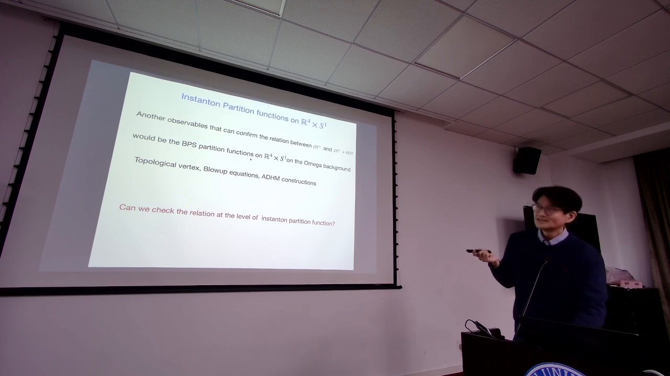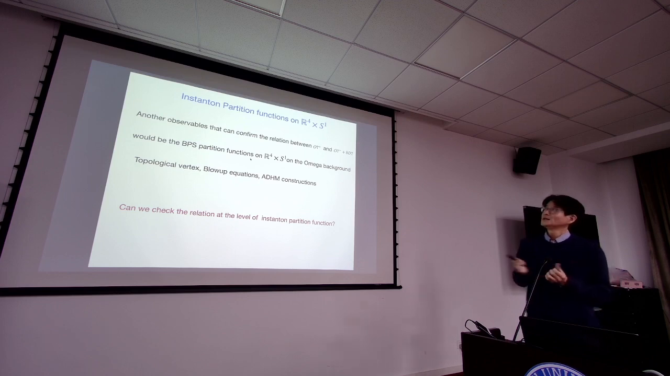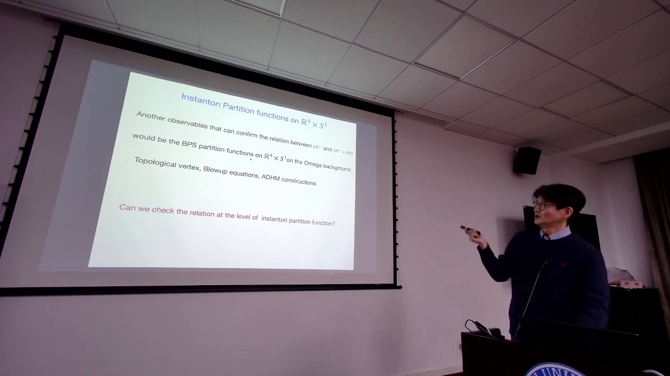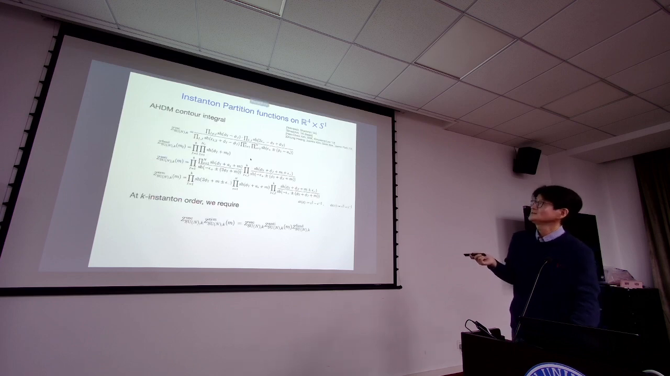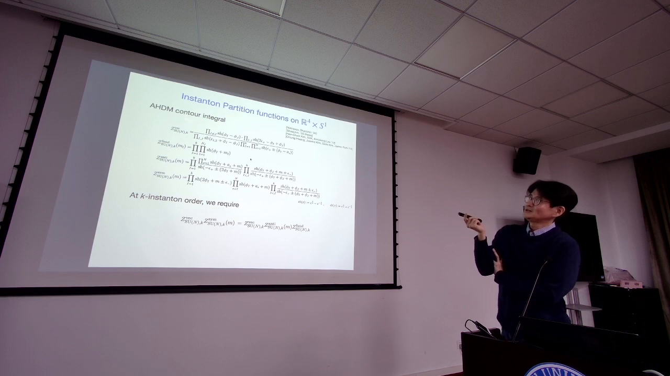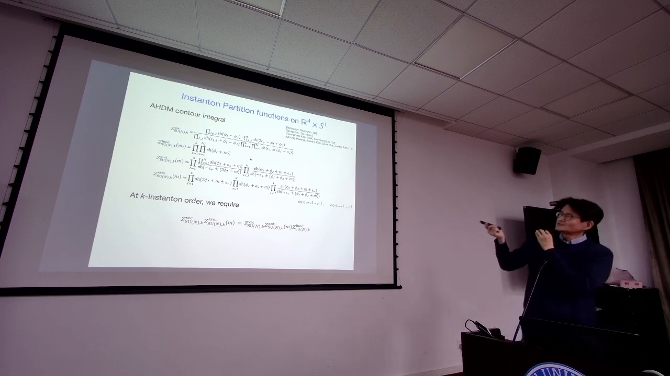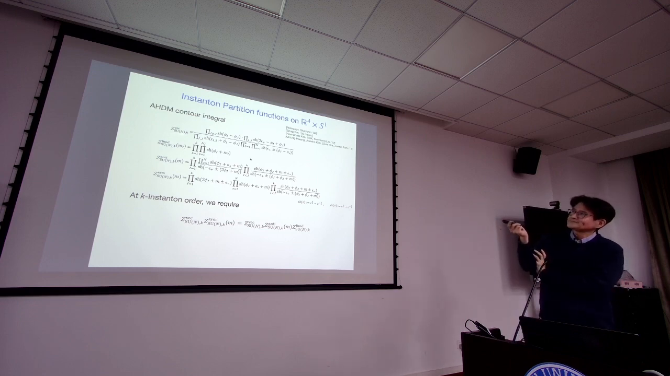And then we can even go beyond the Seiberg-Witten curve. Even the partition function on R^4 times S1 with omega deformation can also see this relation. One way to compute the partition function is to use the ADHM contour integral. These are the terms that appear in this contour integral, and this is the structure of SU(N) with the k-instanton terms.